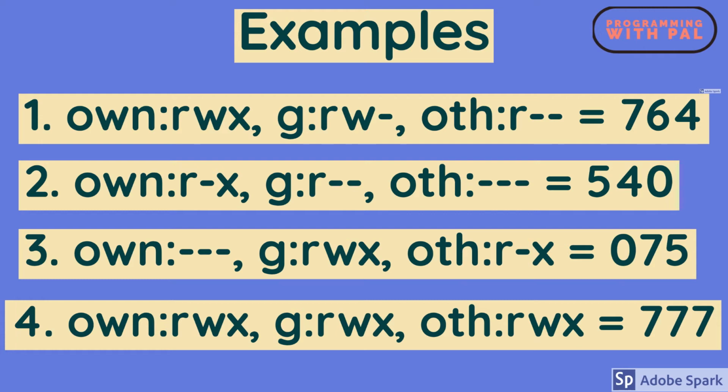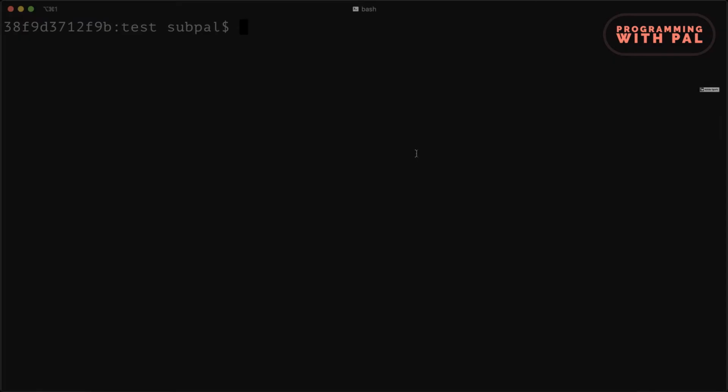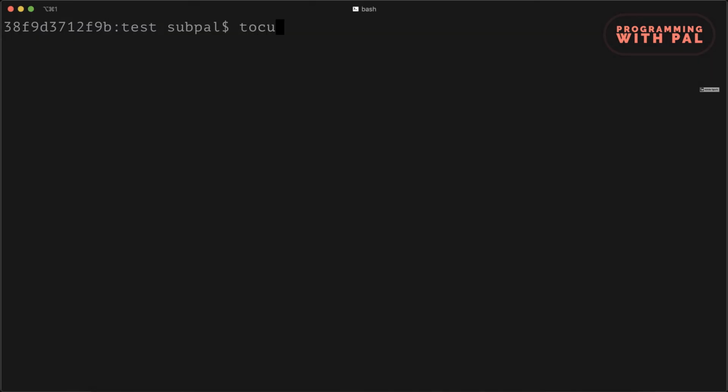Without much delay, let's jump directly into the terminal and try out these cool commands. Let us first create a file with the touch command. The name of the file will be data.txt. And then let us check the permissions of this file.